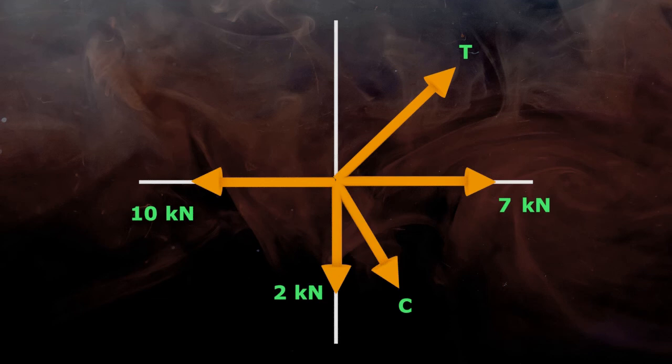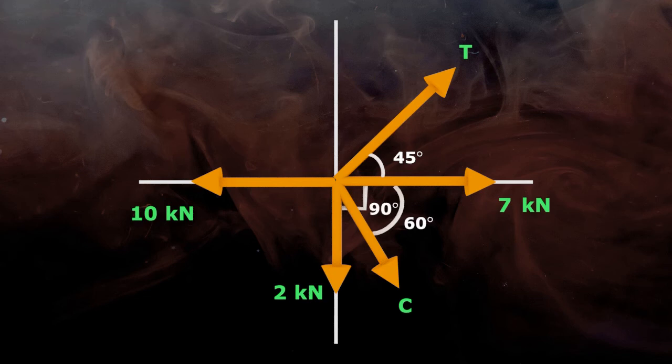Now let's find out angles the forces make with x-axis. Force C makes 30-degree angle to y-axis, which means that it makes total angle 90 minus 30 equals to 60-degree angle with horizontal axis. It is given that T is acting at 45-degree angle and 2 kN force makes 90-degree angle to x-axis.